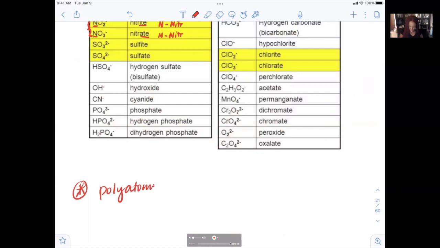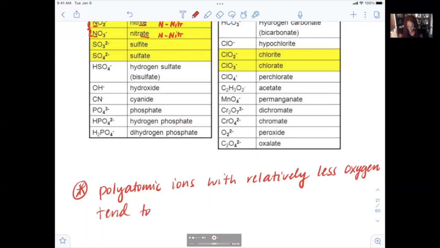Polyatomic ions with oxygen, which is the majority of them, I should say, with relatively less oxygen tend to have the ITE suffix.